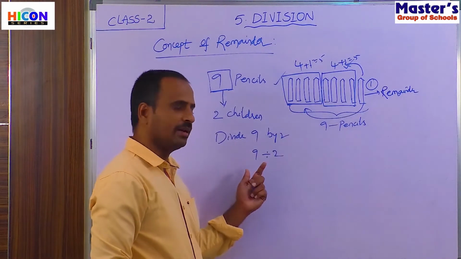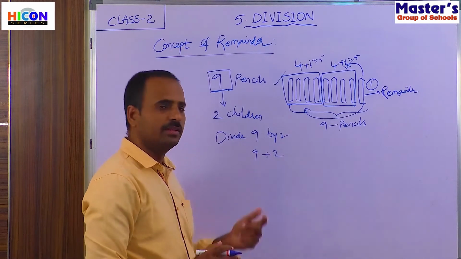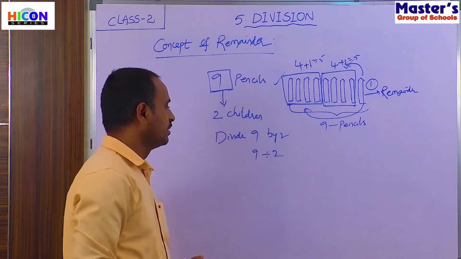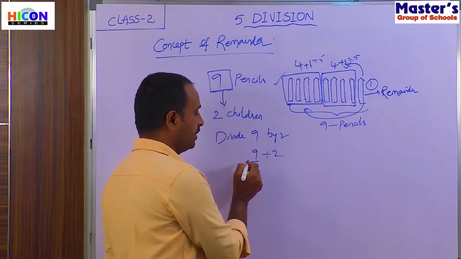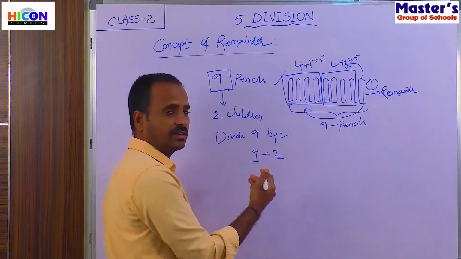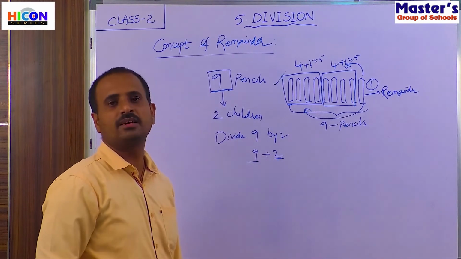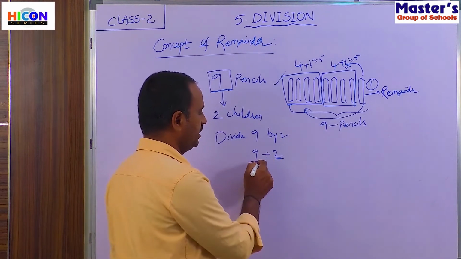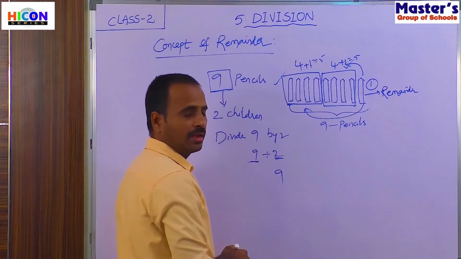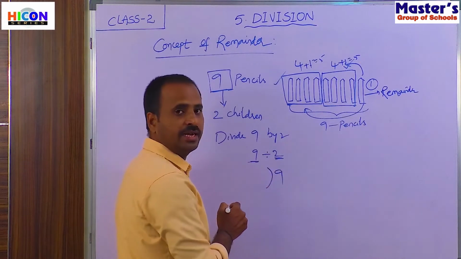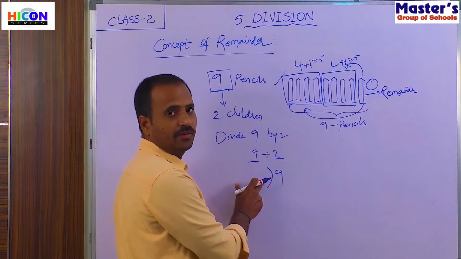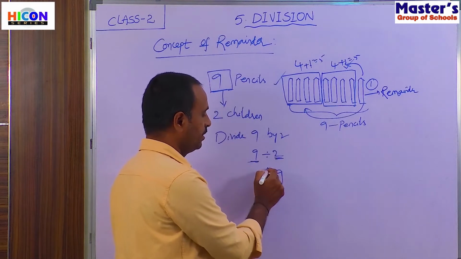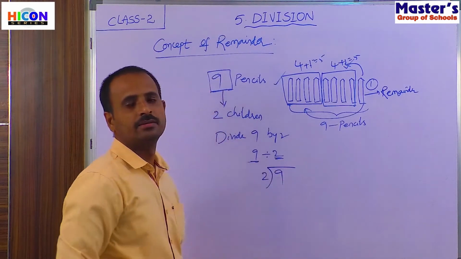If you divide 9 by 2, how can we divide this? In the same way as we explained previously, the first number is called the dividend and the second number is called the divisor. Now arrange these numbers in the division method. First write the dividend in the middle and put a bracket at its left side. Write the divisor in the left side bracket and draw a line above the dividend.